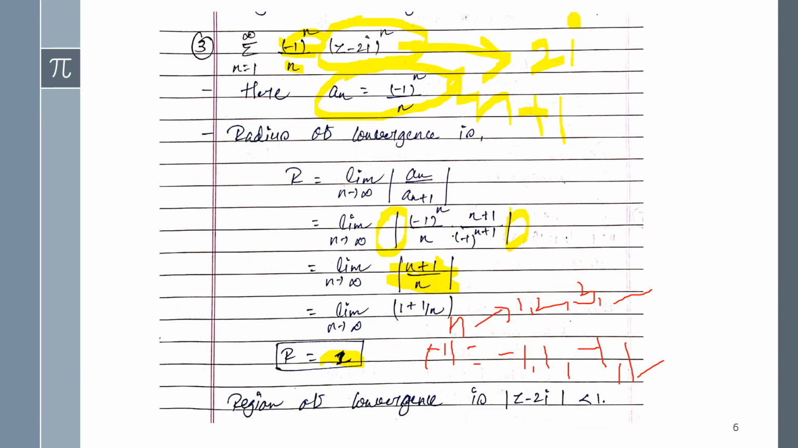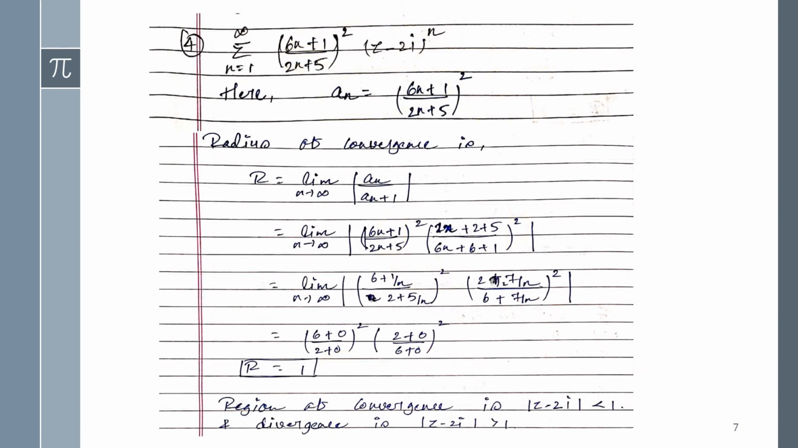Now next, I have given one more example, and the question is summation n equals 1 to infinity of (6n plus 1) upon (2n plus 5) whole square into (z minus 2i) whole raised to the n. Okay, so first of all you have to find an. So I am writing the value of an, so it will be (6n plus 1) upon (2n plus 1) whole square. Then you have to apply its formula, that is n plus 1, n we have already written here, and then you have to write an plus 1.